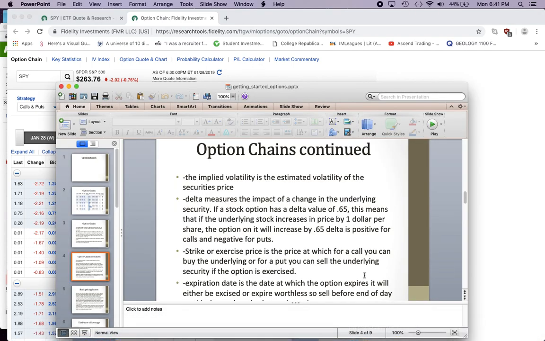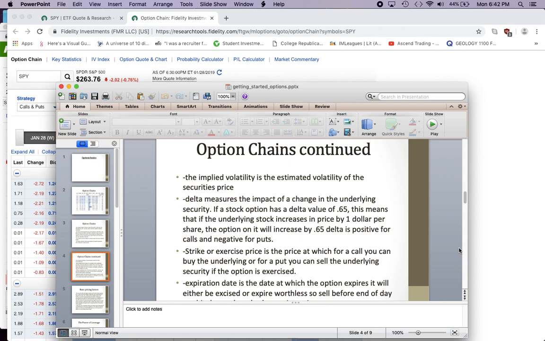And then delta is just really showing you the impact of a change of the underlying security. So an example is if a stock option has a delta value of 0.65, this means that if the underlying security stock increases in price by $1 per share, the option will increase by 0.65. And of course, because options are multiplied by 100, you would then multiply that by 100 to see how much your option would change.